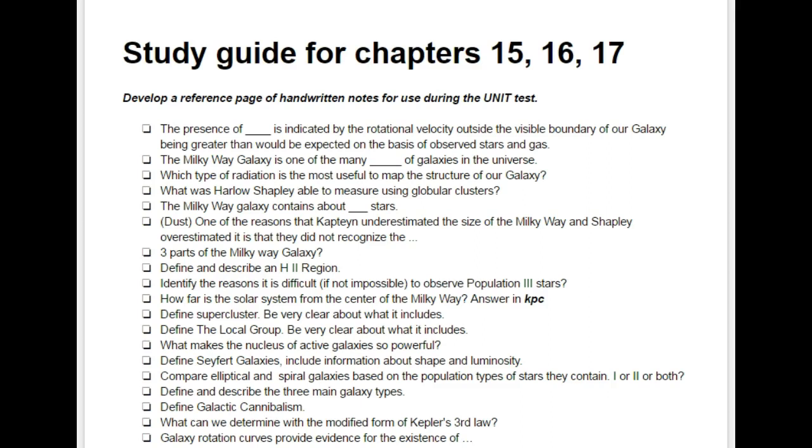What was Harlow Shapley, let's call him Shapley, able to measure using globular clusters? He was the first one to measure the structure of the Milky Way galaxy using globular clusters. How many stars are in the Milky Way? About 200 billion.